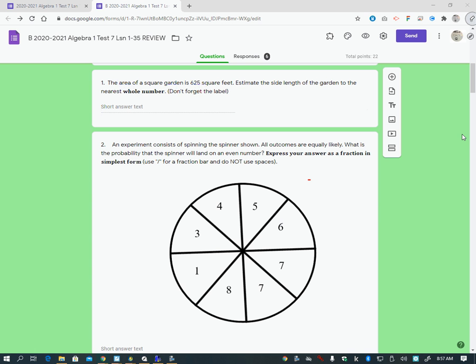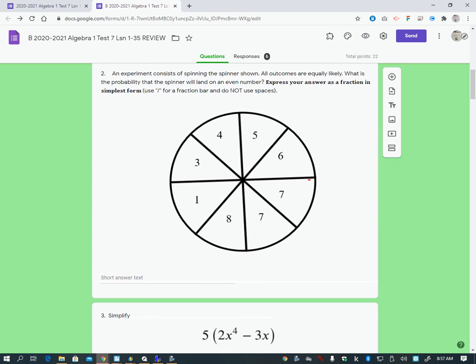All right. Number two, nobody got right. An experiment consists of spinning a spinner, which is shown. All outcomes are equally likely, meaning that all my little wedges have the same area. What is the probability that the spinner will land on an even number? Express your answer as a fraction in simplest form. Use slash for a fraction, do not use spaces.